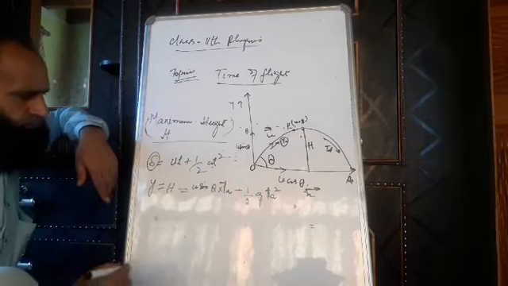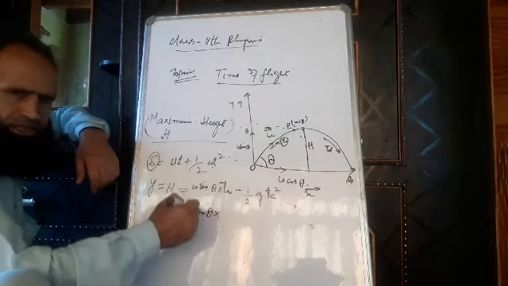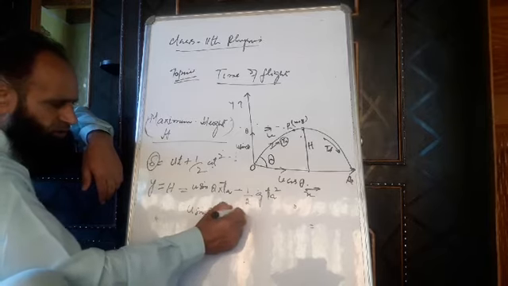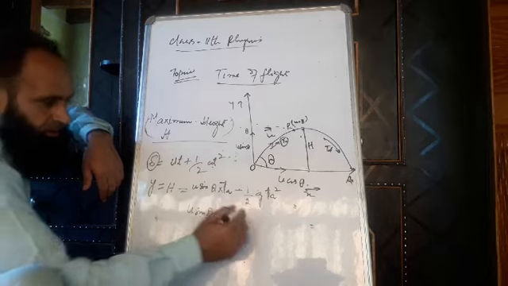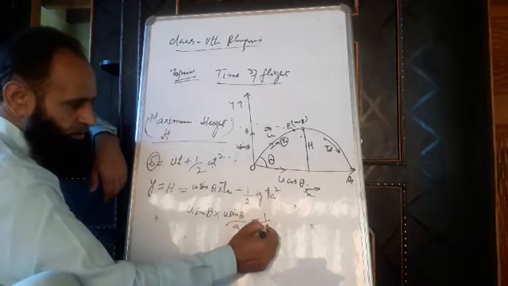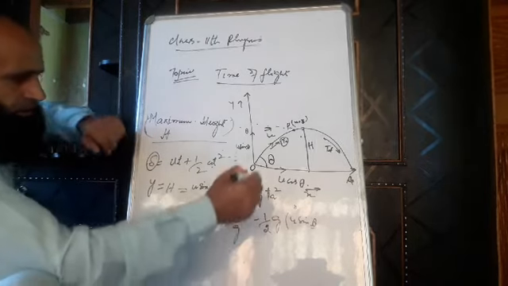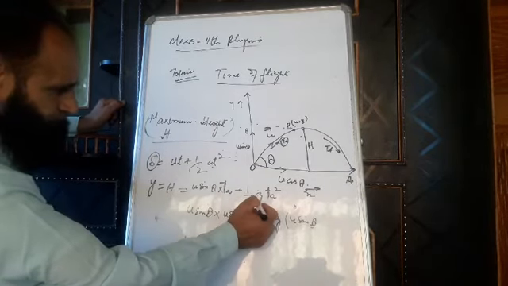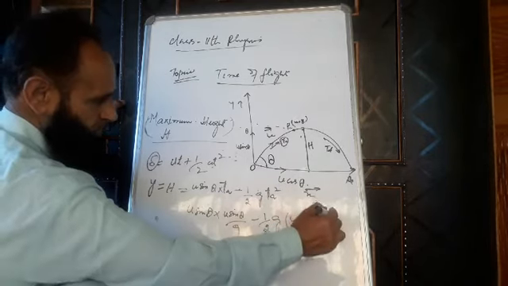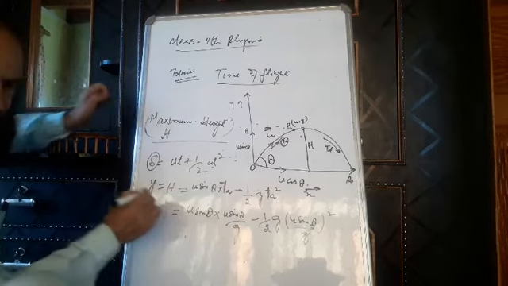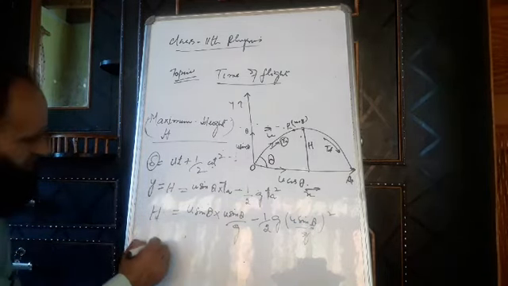Okay. We can take this u sine theta instead of t. We can write u sine theta divided by g. It is t, we have already found it. Minus 1 half g into u sine theta divided by g, squared. Okay. It is called h, the maximum height. So we can find this maximum height.